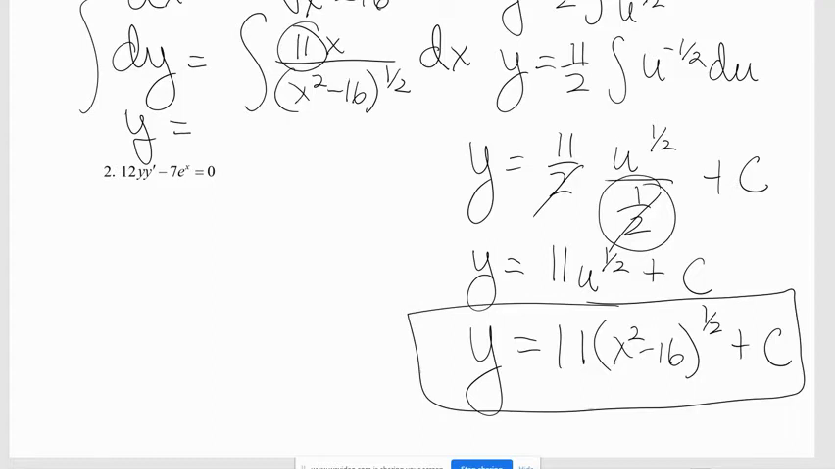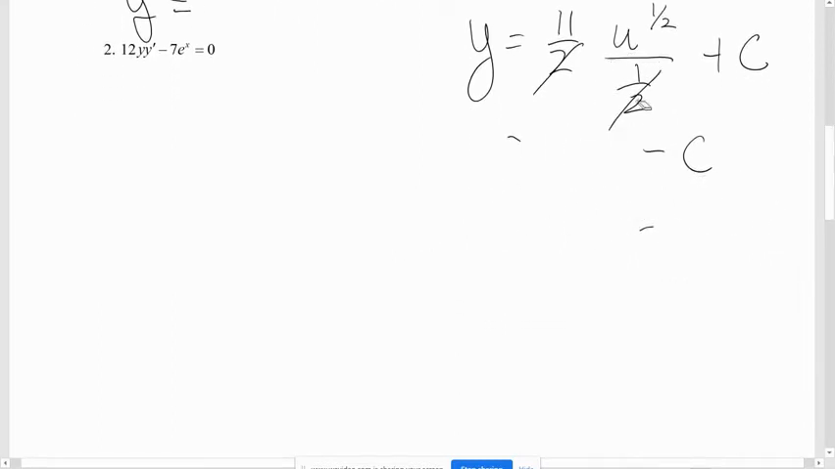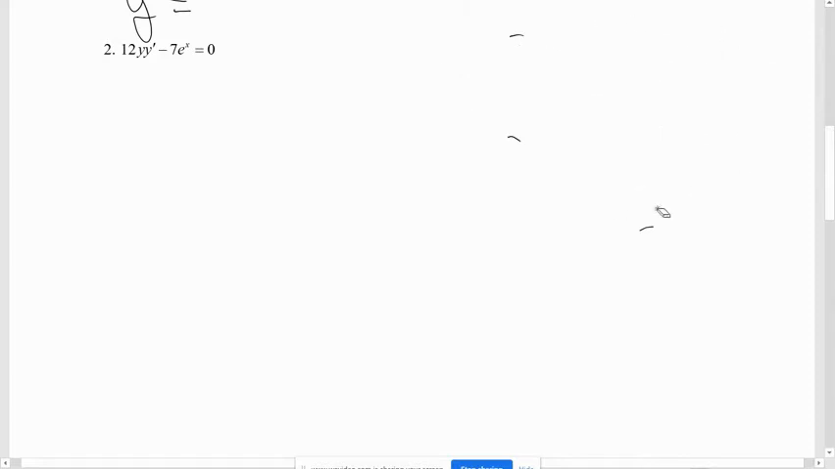All right, so whenever you need to pause it, because I'm going to be doing a lot of erasing because I'm running out of room. Rewind it, take a look at it, whatever you need to do.